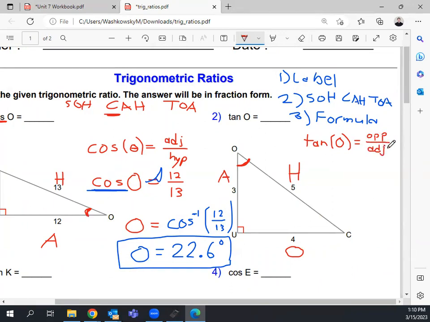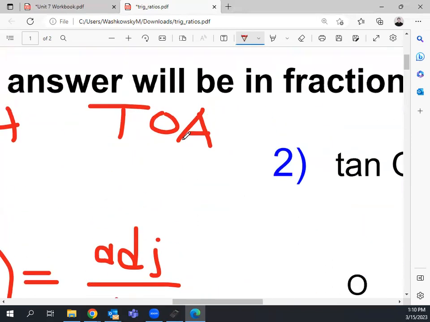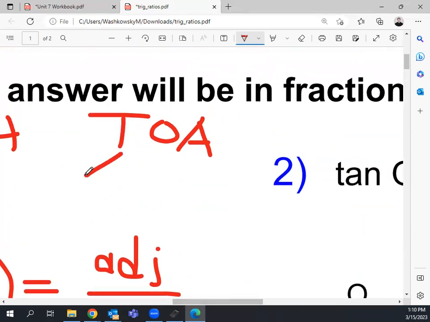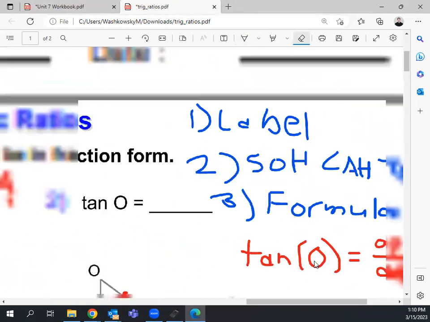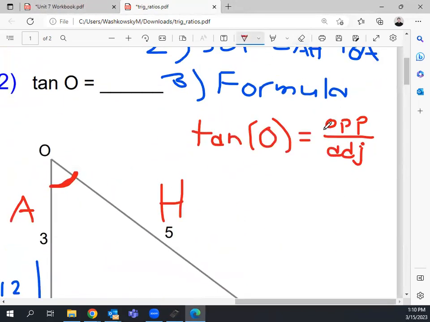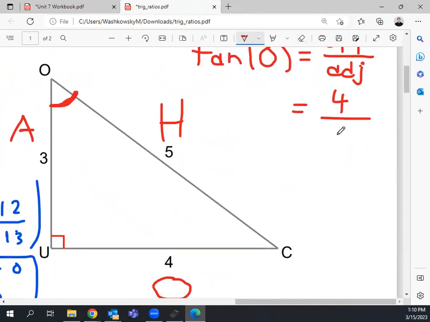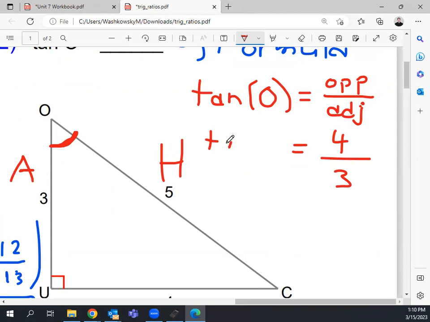And again, if you're still wondering where I'm getting this opposite and adjacent from, it's all coming from this SOHCAHTOA thing. Tangent right here, tan is equal to opposite over adjacent. That's where I'm getting that. You don't need to write this first step. You can just instantly go into, well, my opposite is going to be 4 and my adjacent is 3. You can instantly go there if that makes sense to you. That's okay.